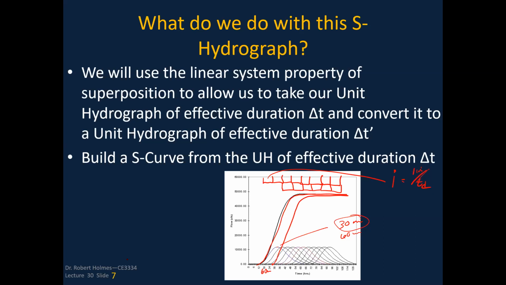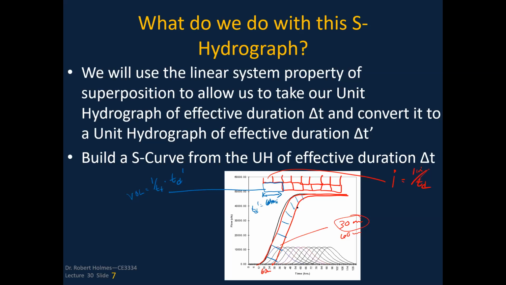And this is 60 minutes. So that means that the volume between these two S hydrographs is equal to the volume right here. Well, what is that volume? That volume is equal to 1 over T sub D times T sub D prime, where T sub D prime is that lag value. T sub D prime is equal to 60 minutes in this case.